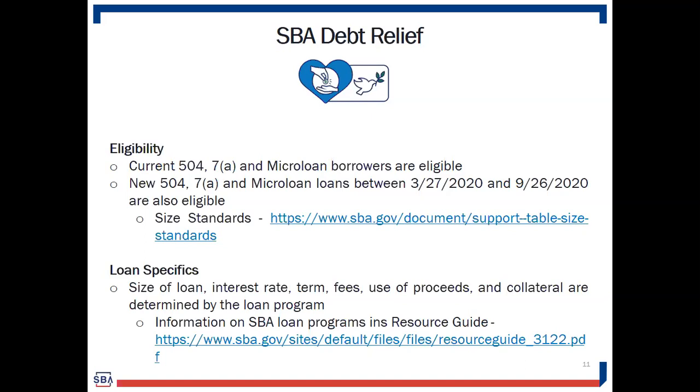The 504 loans are done by a group of certified development companies, which we have. There's a link at the bottom of the page that links to our resource guide, so the list of 504 certified development companies is going to be listed in our resource guide. For 7A lending, we have a list of 7A lenders. Again, it's pretty much the same group that's in that payment protection program list.